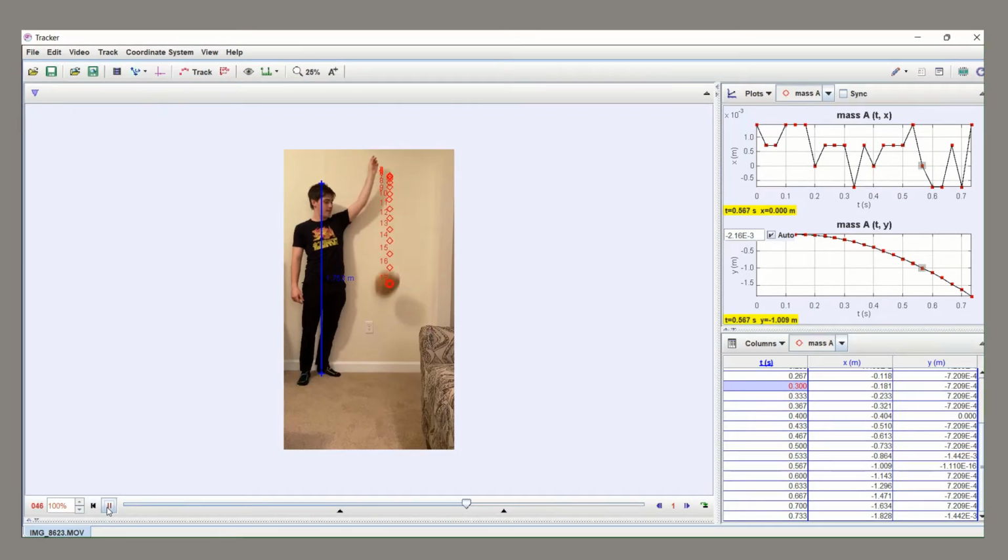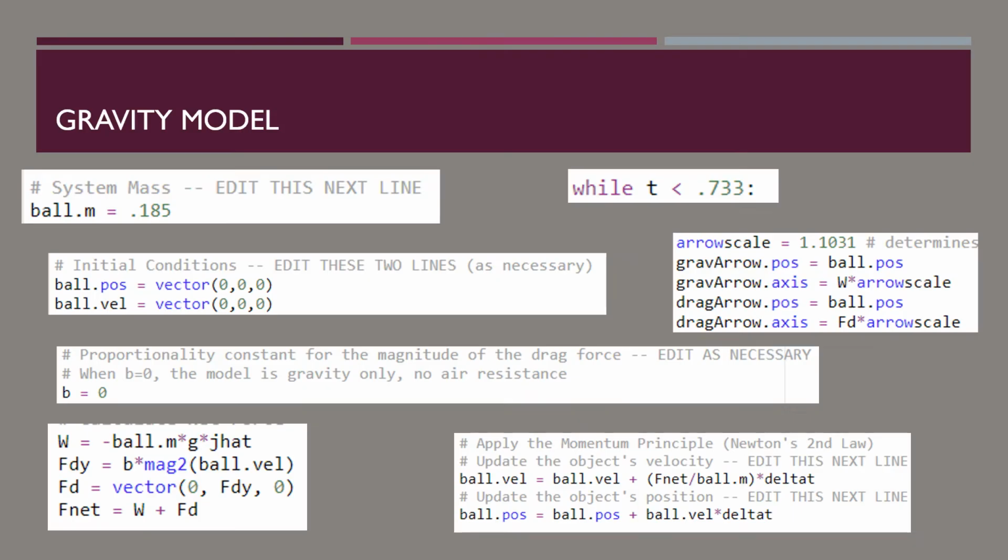This is the video from Tracker. We can see the system, which is the stuffed animal, and then the surroundings, which is everything else. And here we have the code for the model that only includes gravity.